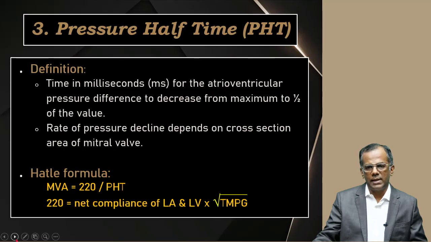The third modality is pressure half time. It is the time in milliseconds for the atrioventricular pressure difference to decrease from maximum to 1/2 of the value, and the rate of pressure decline depends on the cross-section area of the mitral valve. The mitral valve area is got by the Hatle formula, which is 220 by pressure half time. Now, what is 220? It is a constant which is a product of the net compliance of the LA and LV times the square root of the transmitral pressure gradient.